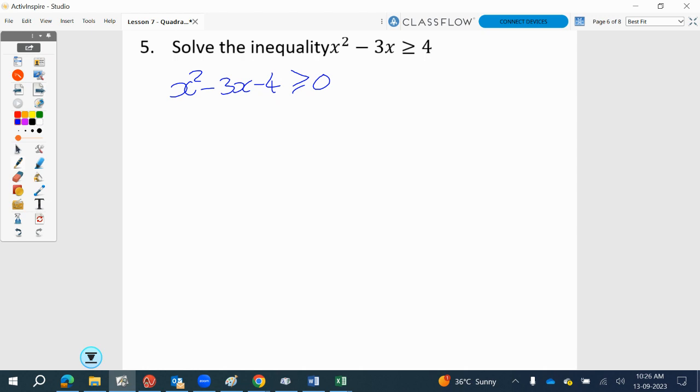That factors easy. How can we factor the left-hand side of the inequality? Is it Timur? Yeah, one name learned. So you would do brackets x minus 4 and then brackets x plus 1. Okay, we got x minus 4, x plus 1 is greater or equal to 0.